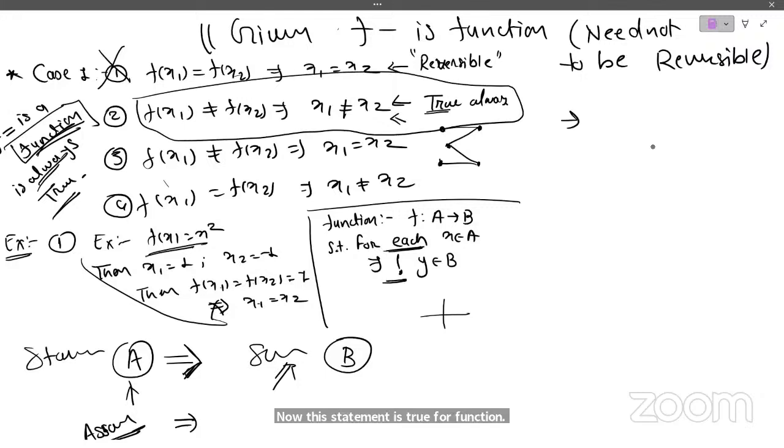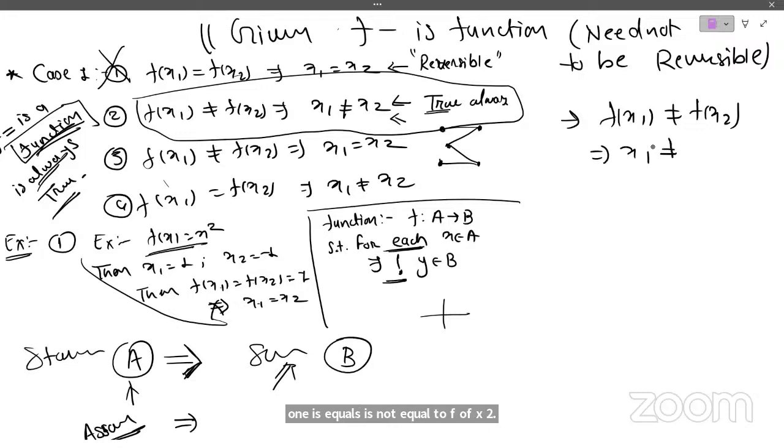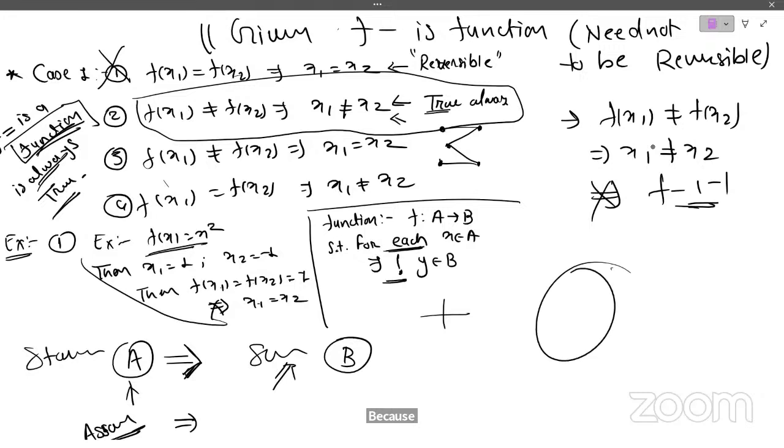Someone is saying that f of x1 is not equal to f of x2 will imply x1 is not equal to x2. This condition will not imply that our function is one-one. Why? Give me a minute, I'll find a counter example. Something like that. So reversible.